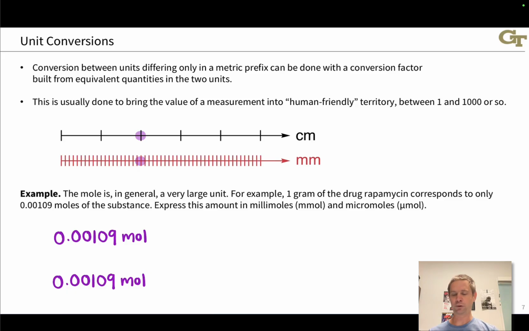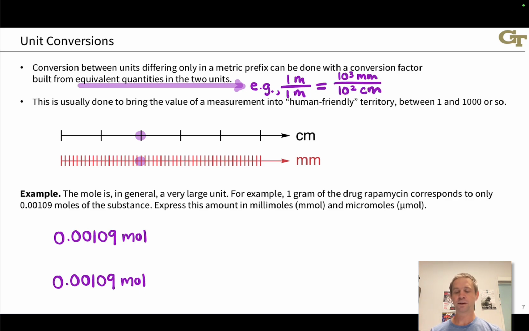So for example, to build this conversion factor of centimeters to millimeters, I can say, well, the ratio of 1 meter to 1 meter is of course just 1, and this is how I'm going to build out the conversion factor. And from the metric prefixes, I know that there are 10 to the third millimeters in a meter and 10 to the second centimeters in a meter. So I can set up this conversion factor to make this unit conversion from centimeters to millimeters.